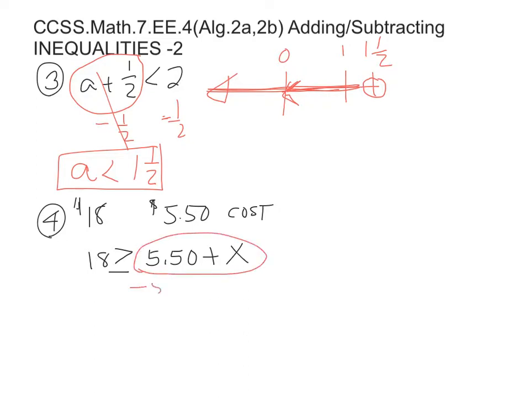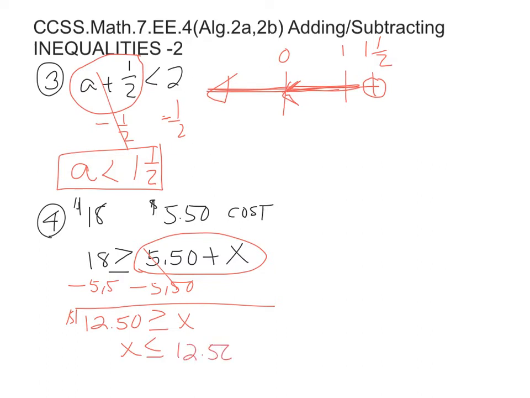So we're going to subtract 5.5 on both sides. And we're going to get $12.50. It is greater than or equal to x. So the most he can spend on games is $12.50. We would preferably write it as x is less than or equal to $12.50. And x is how many games he can play.